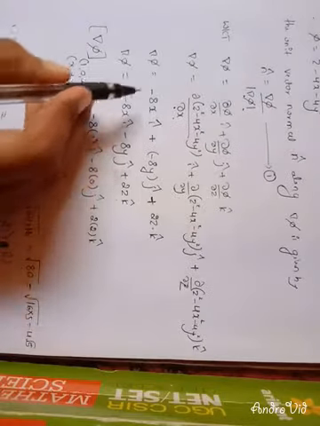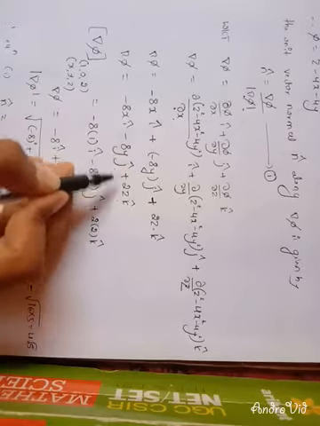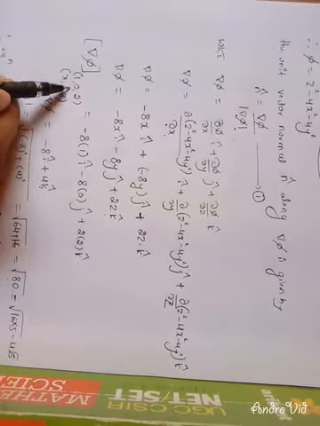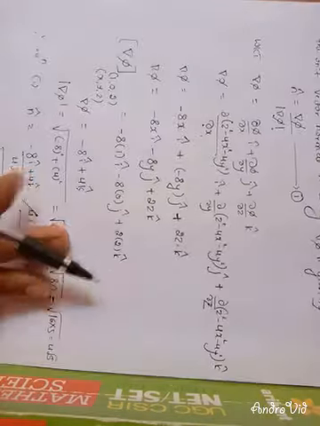Then write down the same terms here: minus 8x into i plus minus 8y j plus 2z k. So we have to find del phi at the given point. What is the given point here? It is (1, 0, 2). Here we only need to find del phi at (1, 0, 2).